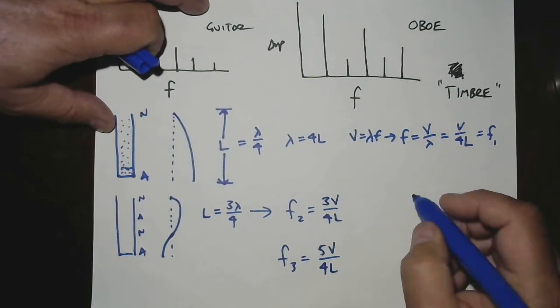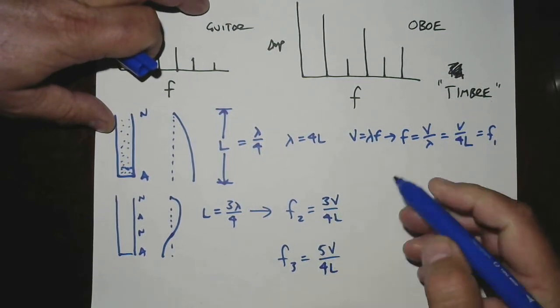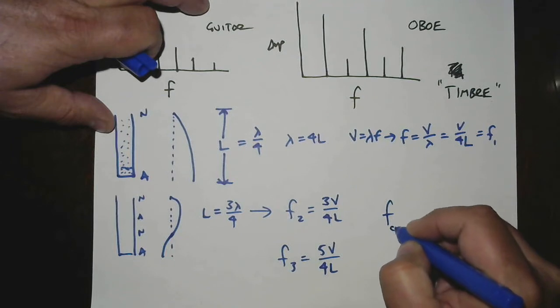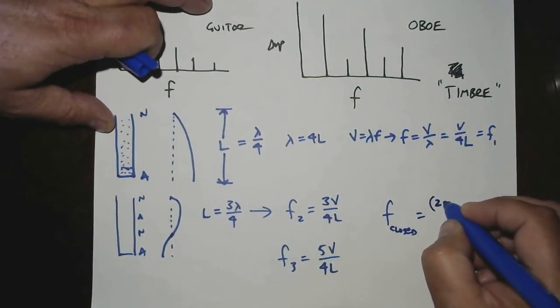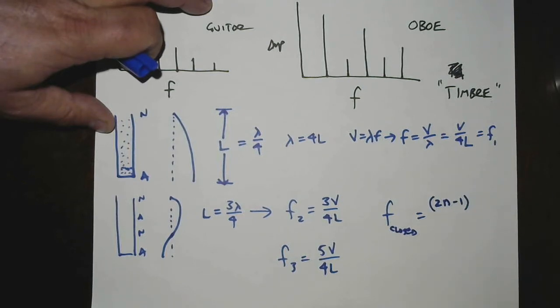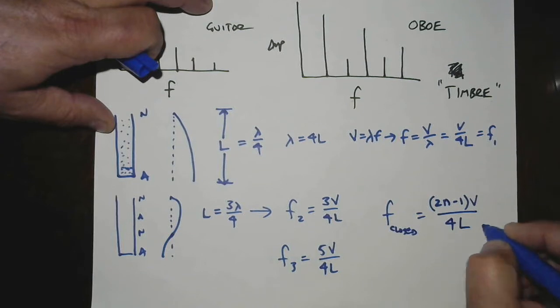So what's the pattern here? Well, we seem to have an odd number, 1, 3, and 5. So for the closed pipe, we need an indexing variable, and getting odd numbers is difficult, but 2n minus 1 always gets you an odd number. So f_n equals (2n minus 1) times v over 4L.